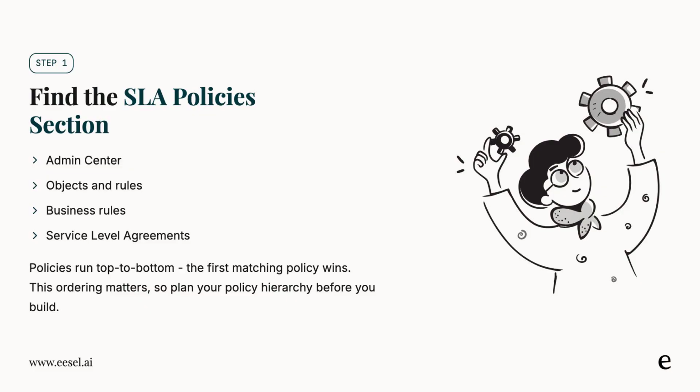To get started, open Admin Center, go to Objects and Rules, then Business Rules, and select Service Level Agreements. One important thing to know before you start building: policies are evaluated from top to bottom, and the first one that matches a ticket is the one that applies. So the order you set here matters a lot.